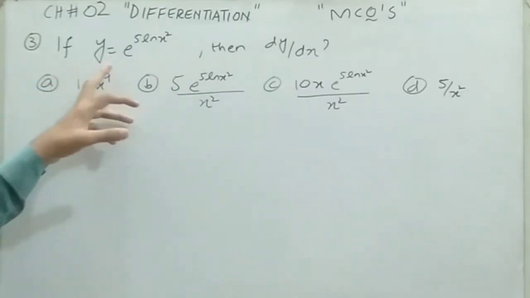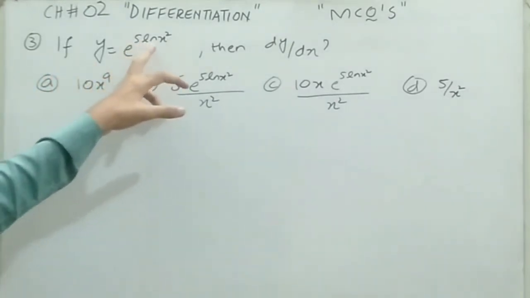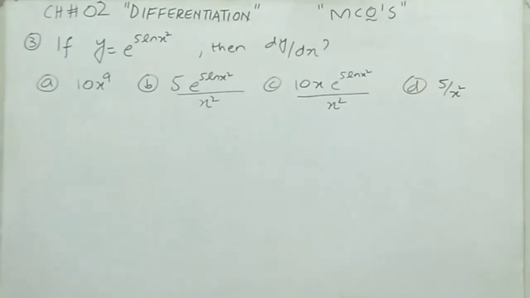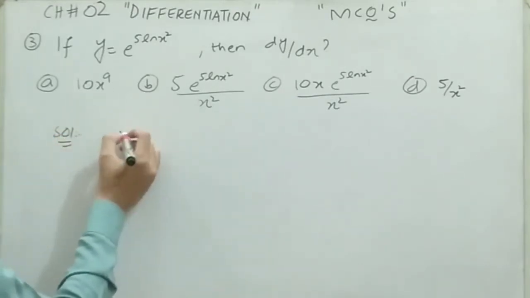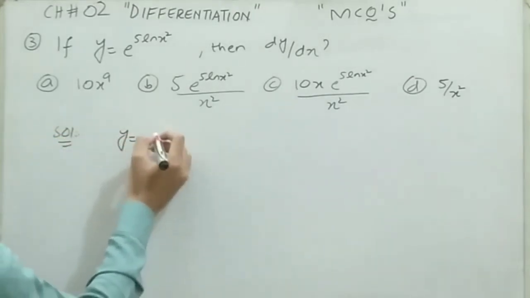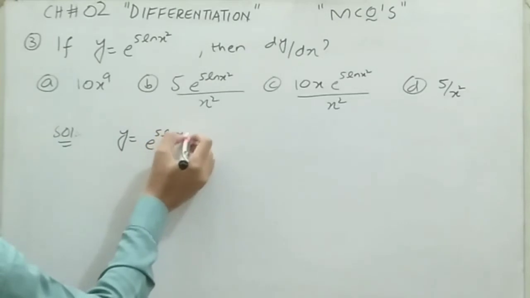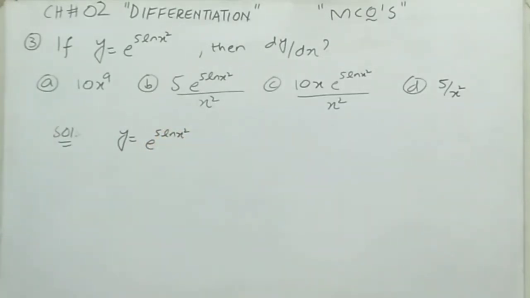It says that if y is equal to e raised to the power 5 ln x square, then dy by dx for the given function will be. Four options are given. So let's move toward the solution of the given question. We have the function y equal to e raised to the power 5 ln of x square, and we need to find the derivative of this function.